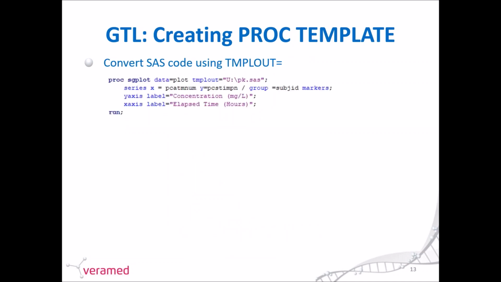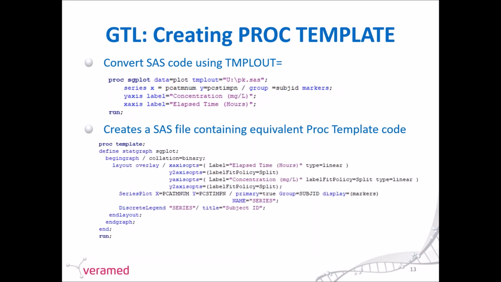And now if we introduce this tmplout, what we have is exactly the same graph. And now we're saving a file. In this case, it's pk.sas, which contains the proc template code. So we now have a file which contains code that can develop much more customizable graphs. And here is the proc template associated with that sgplot. It looks a lot more complicated. It looks like there's a lot more going on. But this is going to produce exactly the same graph.